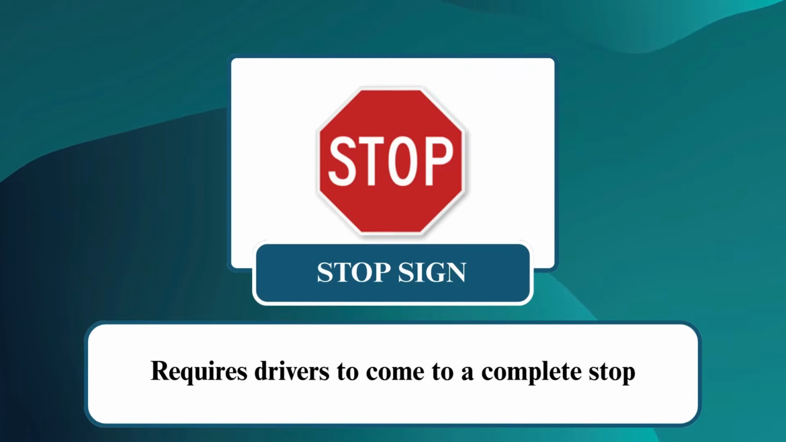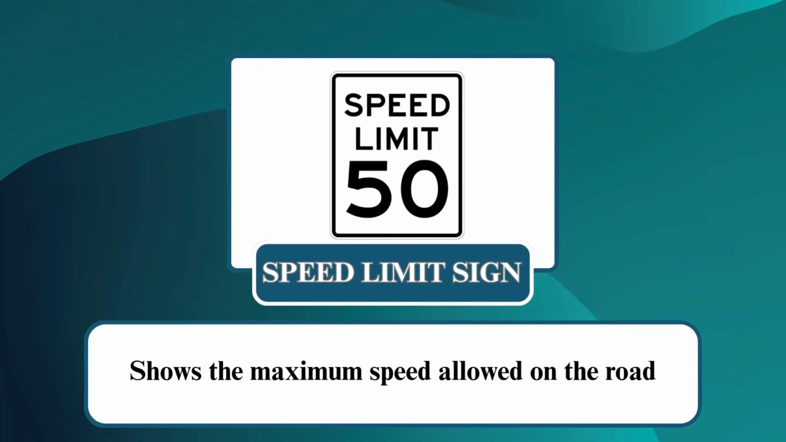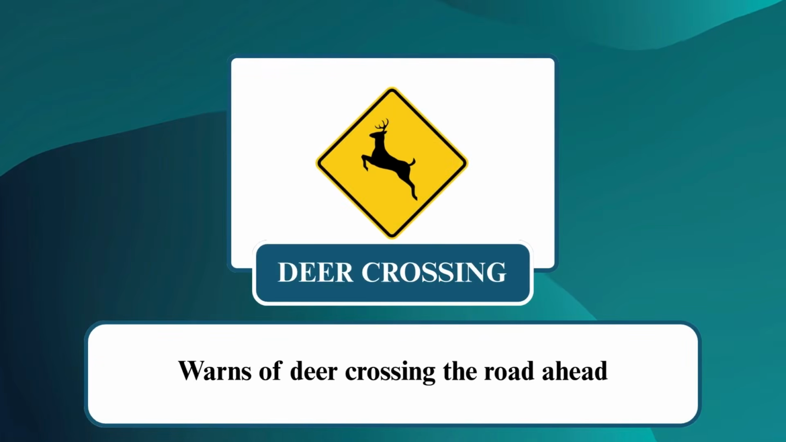Stop sign. Requires drivers to come to a complete stop. Yield sign. Instructs drivers to give way to other vehicles and pedestrians. Speed limit sign. Shows the maximum speed allowed on the road. Deer crossing sign. Warns of deer crossing the road ahead.